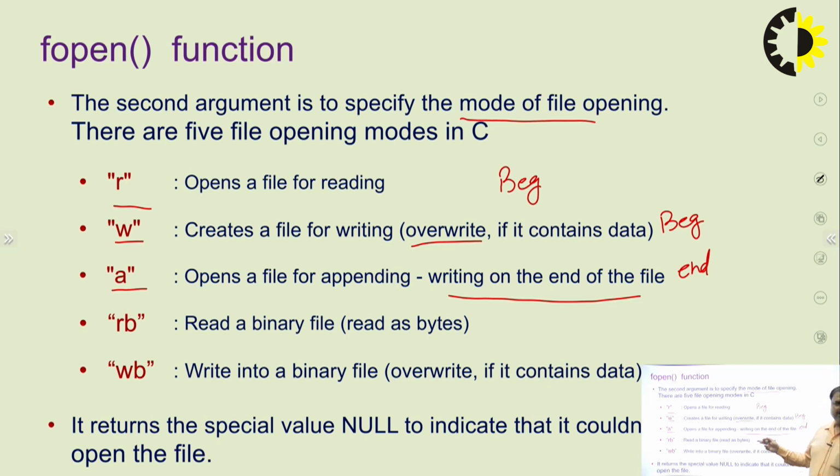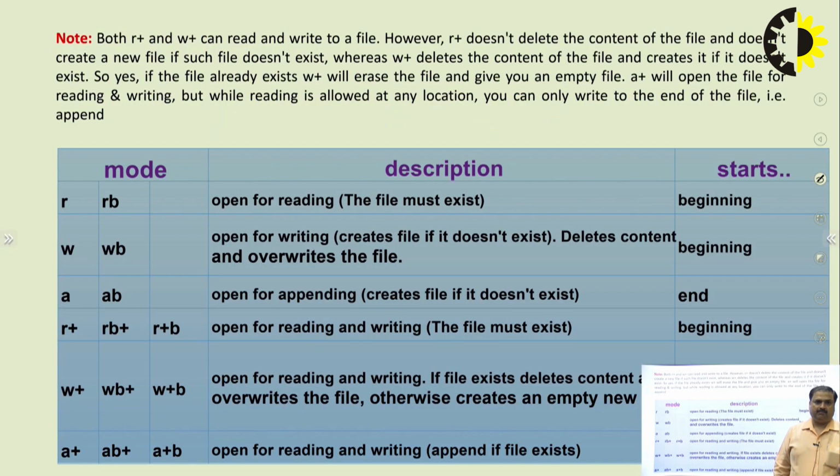In case we are working on binary files, then we use RB, WB. The fopen function returns a special value, null, to indicate that it could not open the file. Fopen will return null if it is not able to open the file, like when the file does not exist and we are opening in read mode, or when we do not have permission to store a file in the specified place. In that situation also it will give null.